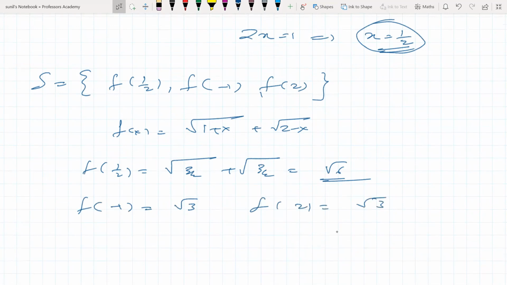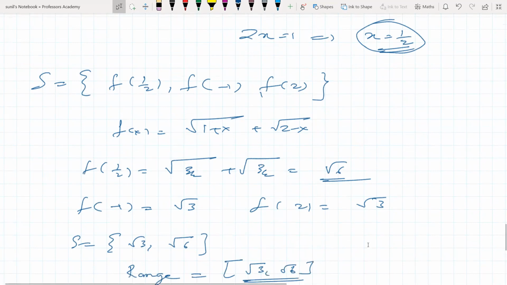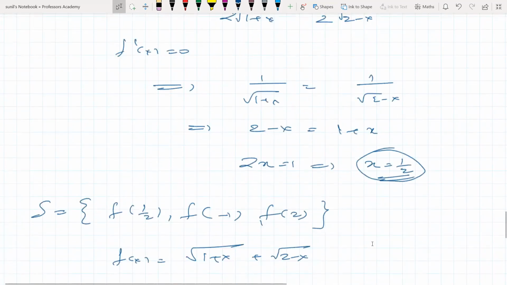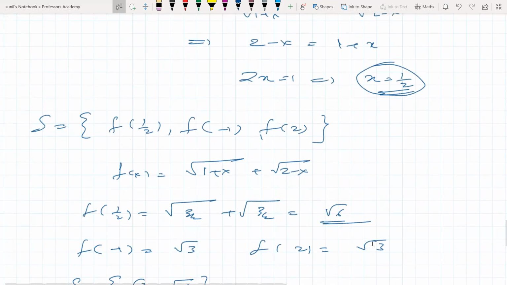So you can check the minimum value of S. S contains only 2 values, root 3 and root 6. What is the minimum and what is the maximum? That will give the range. So the range of this function is root 3 to root 6. This is the way we can find the domain and the range. The domain we already know; we are discussing something related to the range only.